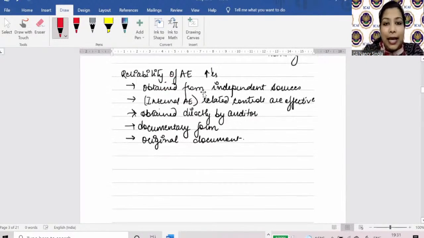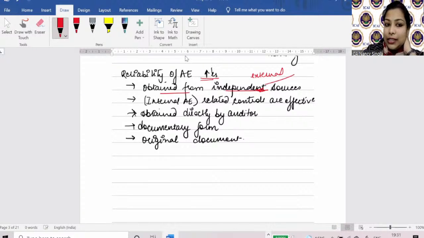Okay? And with respect to reliability, these are the 5 questions that I have asked you and for which most of you have given the correct answers. So let us see. The reliability of audit evidence increases when it is obtained from an independent source. So I can say external and independent. It takes into account the example of a related party. It should be independent. And internal audit evidence will be more reliable when the related controls are effective. What is meant by related controls? It should not happen that any document generated internally within the organization is manipulated by someone. The controls over the production of such documents should be effective.